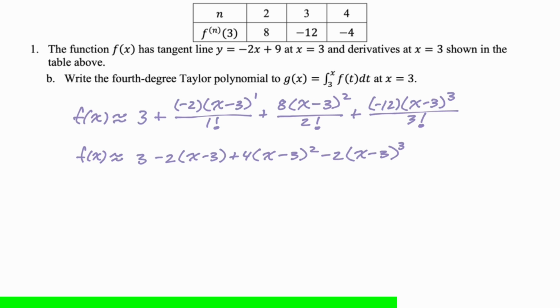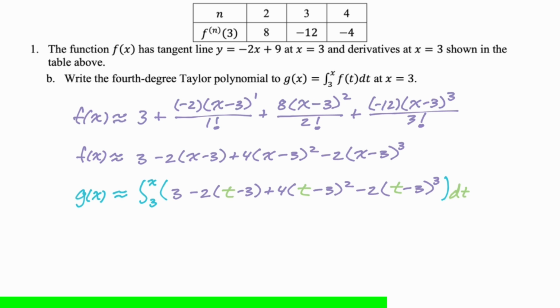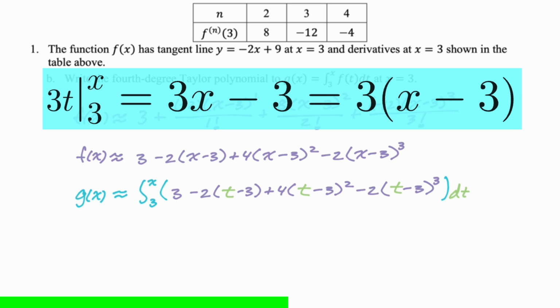Now g of x is the integral from 3 to x of that thing, but you need a dummy variable. So t and u are pretty much the most common. I've changed all the x's into t's from f of x. So I'm integrating f of t from 3 to x. That's a definite integral, so there's not going to be a plus c at the end. When you integrate 3, you get 3t, and then you plug in x, you plug in 3, you get 3 times the quantity x minus 3.